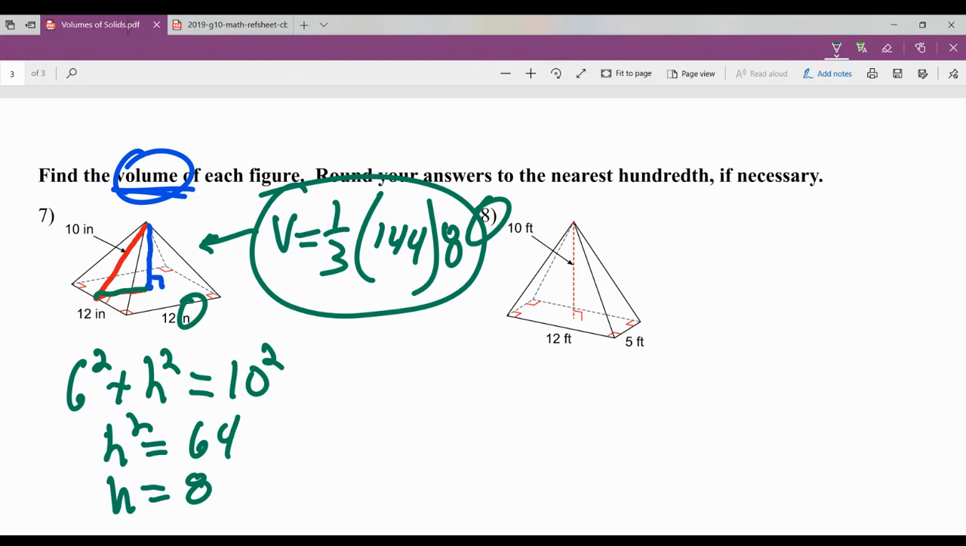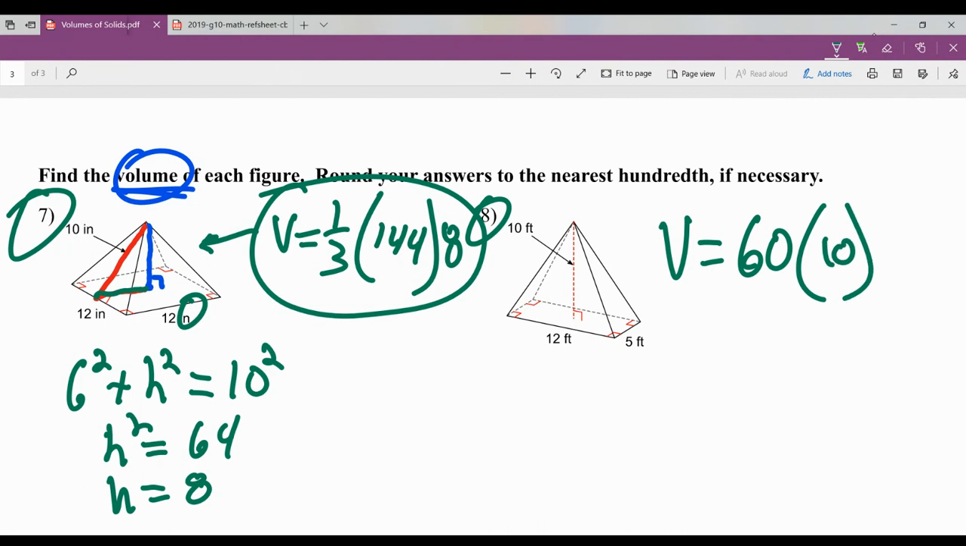Number 8, I'm not going to do out. I'm just going to point out that this would again be the area of the base. In this case, it's a rectangle, but it doesn't have to be any particular shape. Pyramids can have square bases like number 7, rectangular bases like number 8. So the area of the base would be 12 times 5, which is 60. The height is 10. Some people would just say we'll divide by 3 when we're done, as opposed to multiplying by 1/3. Same thing.